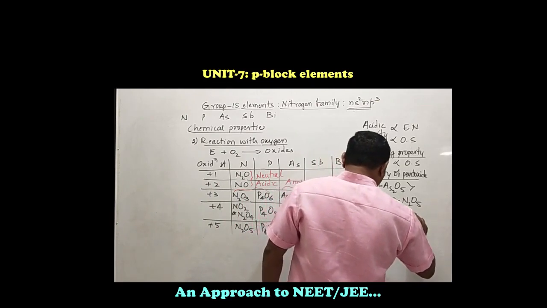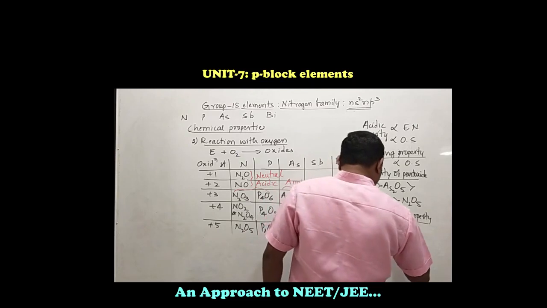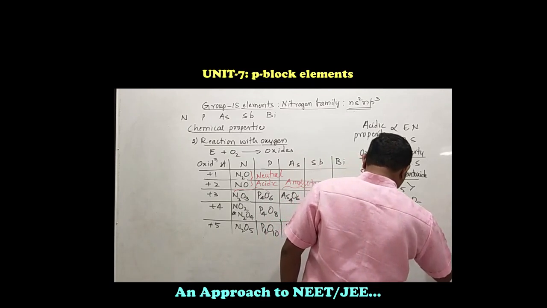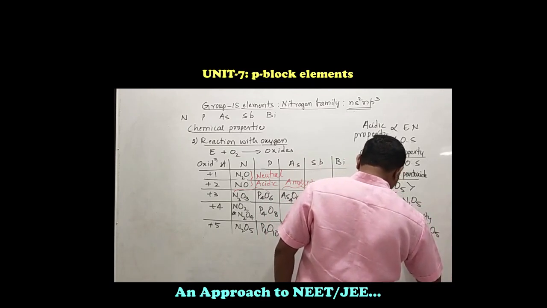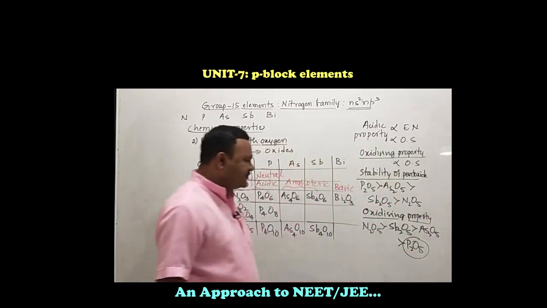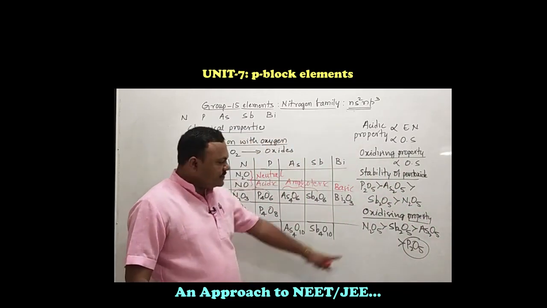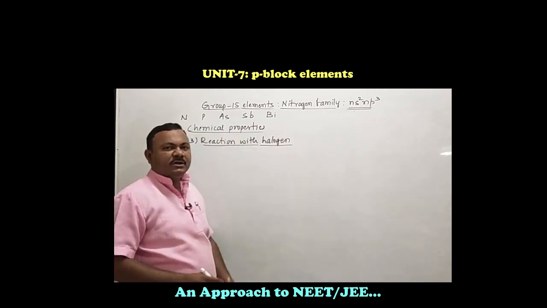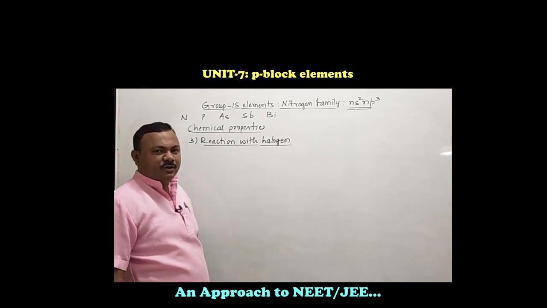Now, see the oxidizing property. N2O5 is a stronger oxidizing agent than Sb2O5, and this is a stronger oxidizing agent than As2O5. This is a stronger oxidizing agent than P2O5. P2O5 cannot act as an oxidizing agent. So, which is the strongest oxidizing agent? It is N2O5.